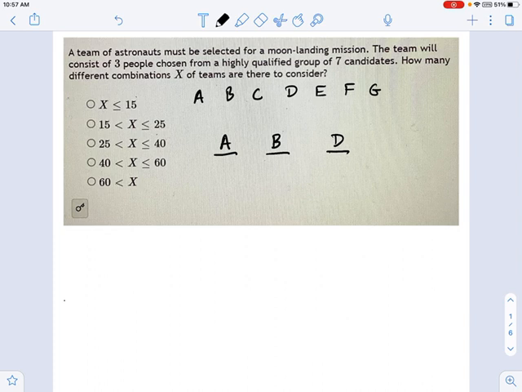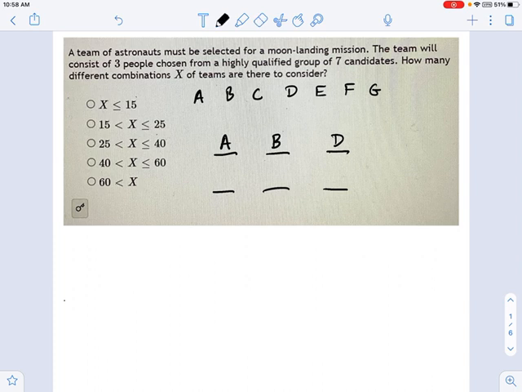Well, let me answer it with a question. Would this be considered another group of astronauts? I didn't do anything different. It's the same 3 astronauts. I just switched their seats around. That does not count as a new group of astronauts. It's not a different combination. So we have to watch out for that idea of repeating ourselves in the selection of astronauts. Simply moving their chairs around is not what I'm looking for here.